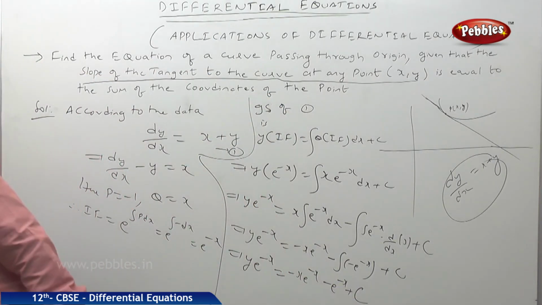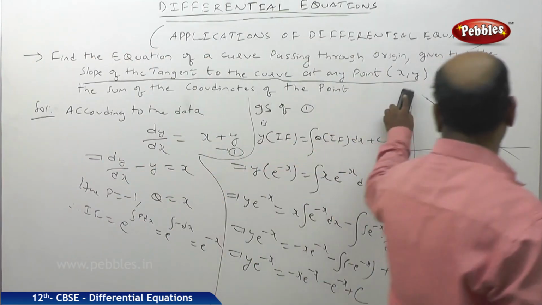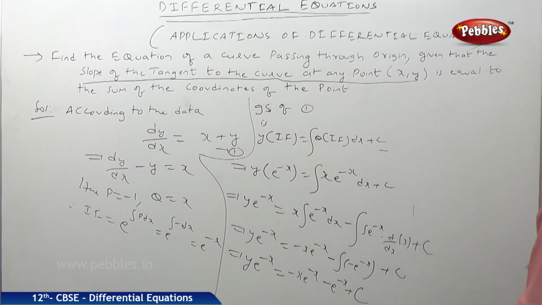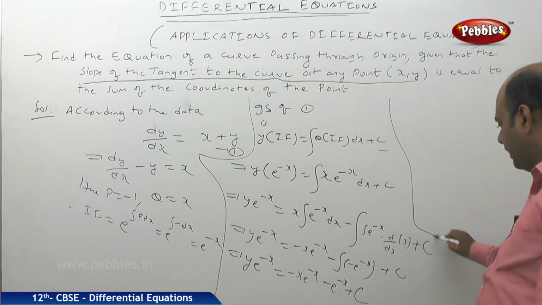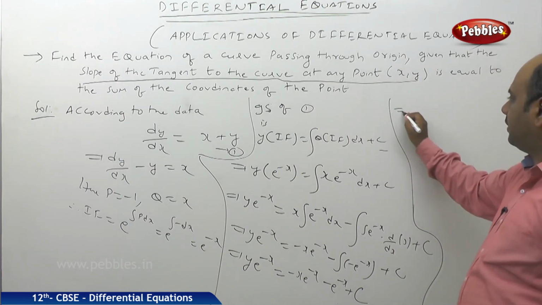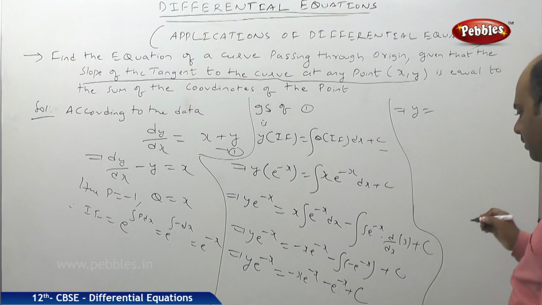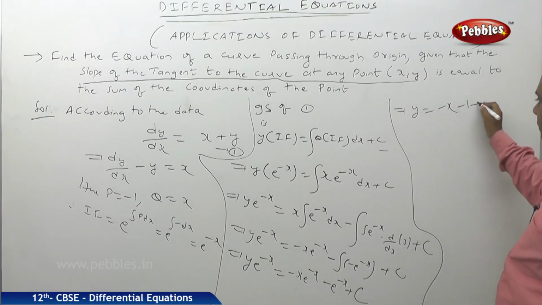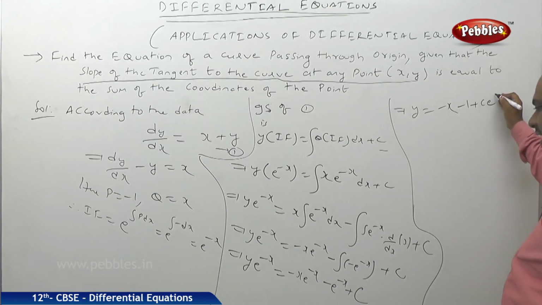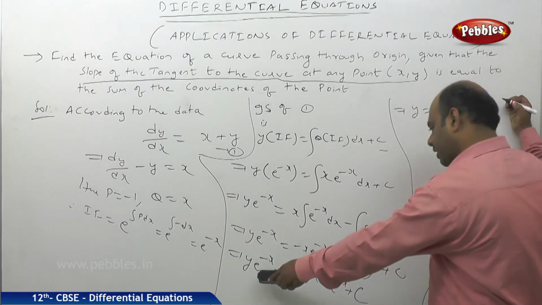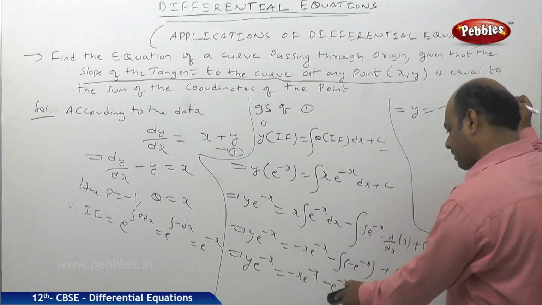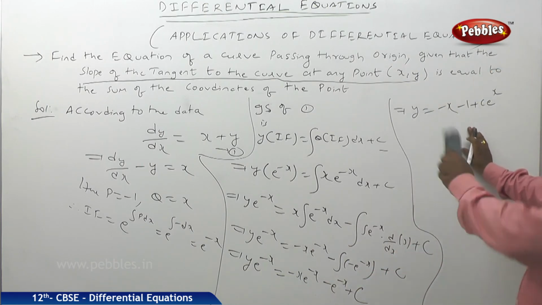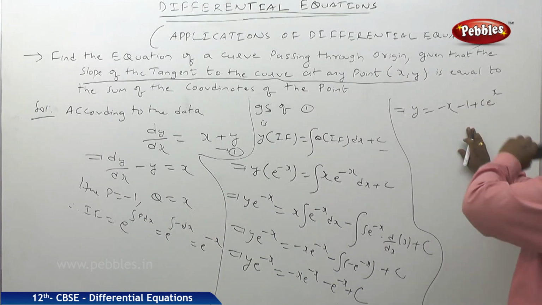So finally, if you observe carefully, e power minus x I can cancel everywhere. So finally y is equal to minus x, minus 1, plus c e power x. If I divide by e power minus x, this cancels and the other goes up, we get e power x. So this is the equation of the curve we obtained.